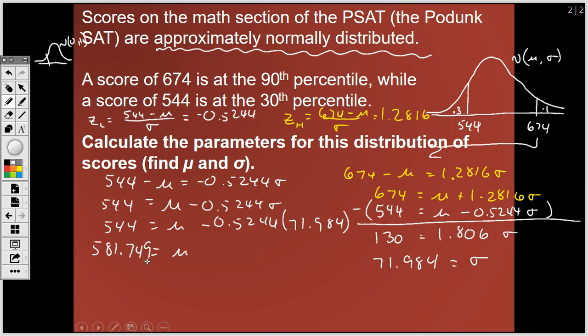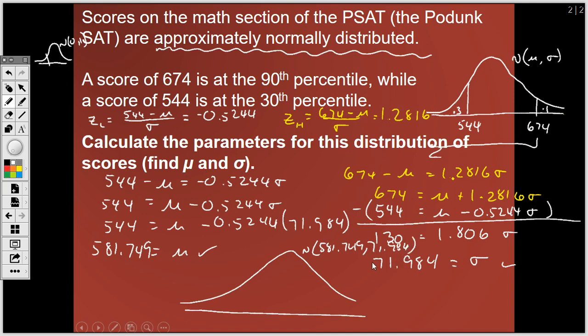Okay. So we got all that. And we're in business. That looks great. I got my mean. I got my standard deviation. Now I'm going to check it. I'm going to go back to my curve. And I'm going to say this is normal with 581.749 and 71.984. That's a mess. I'm sorry, kids. And I want to see if 544 or less would give me 30%.